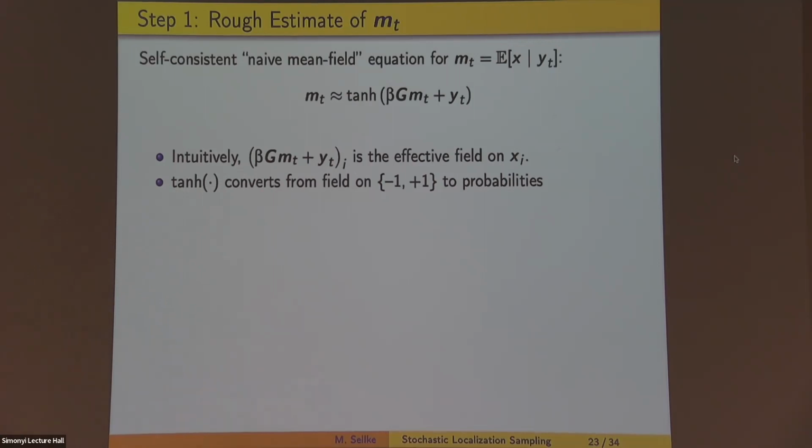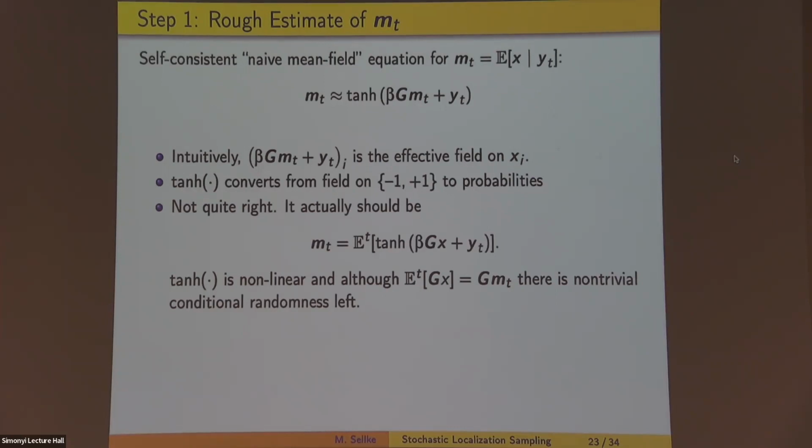Yeah. The distribution for YT is a bit complicated, but once you see YT, it's just acting as a magnetic field. Okay, so this equation is not actually right. Basically, you should actually put X inside the hyperbolic tangent instead of the mean. So kind of we took the expectation too early. We can't really do that. But it turns out there's a way to fix this.